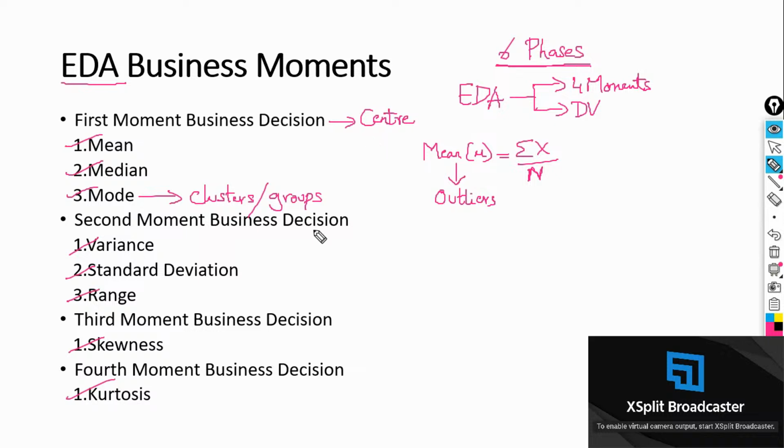What about second moment business decision? Second moment business decision is a measure of spread. It's a measure of deviation. It's a measure of dispersion. It talks about the spread from the center, and this can be calculated using a measure called variance. What is the formula for variance, friends? Variance.